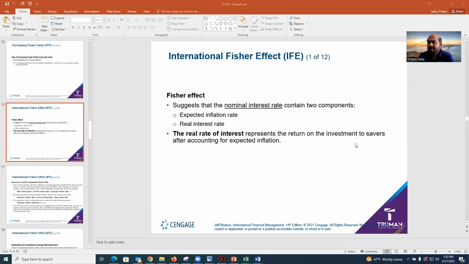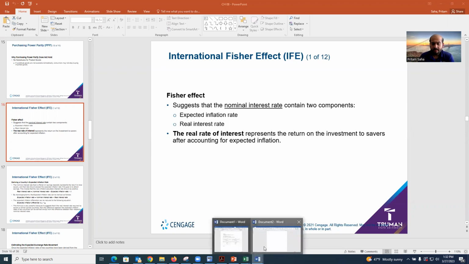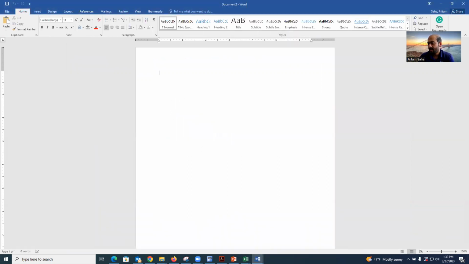Whenever we see any interest rate, maybe for our deposits, maybe for our investments, that is a nominal interest rate. For example, if you want to put money in a savings account or money market account in your bank and they're offering you, let's say, 0.5%, 1%, 3%, these are nominal interest rates. Fisher is the guy who actually explains the components of the nominal interest rate, and that's why it is popularly known as the Fisher effect. When you talk about the nominal interest rate, it has two components: expected inflation and real interest rate.